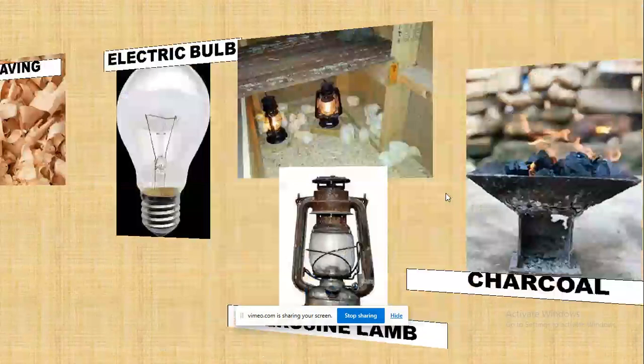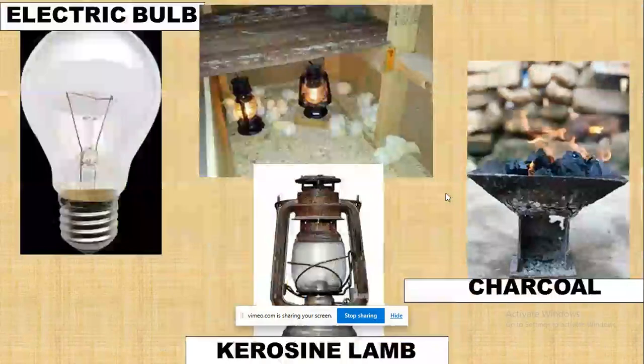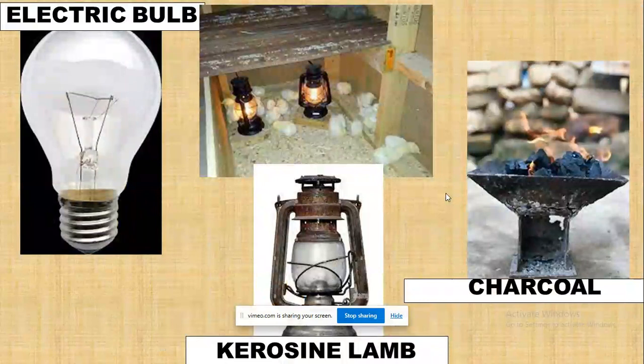Okay, then this is an electric bulb. This is a lamp, as you can see, a kerosene lamp. This is a charcoal pot. Students, this is a charcoal pot. So as you can see them on the screen.